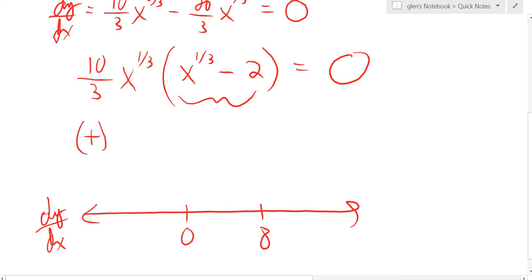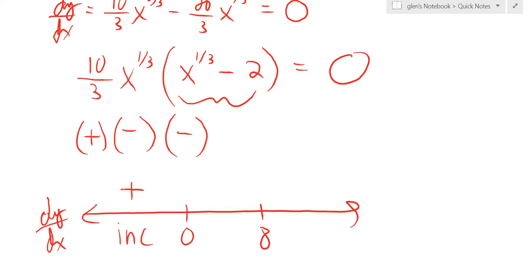A negative number to the 1/3, negative. A negative number to the 1/3 minus 2, negative. Okay, so it's positive, which means all the way over here, our graph is increasing, which we suspected because we checked out the end behavior before we even got into this. So, okay? All right.